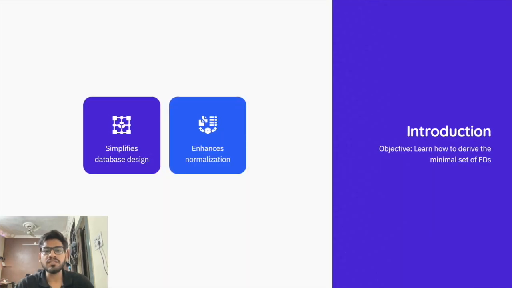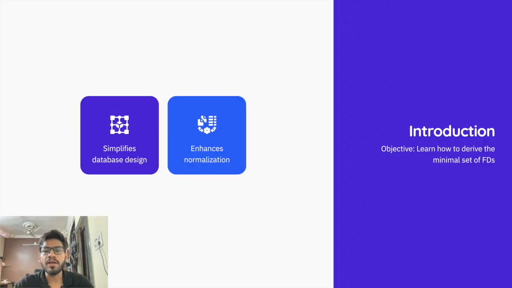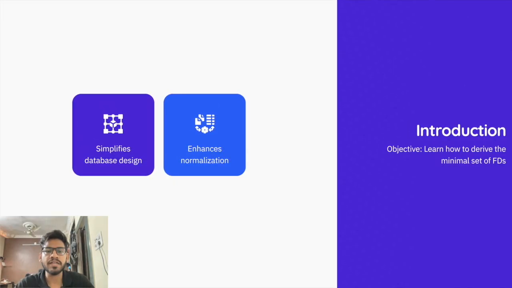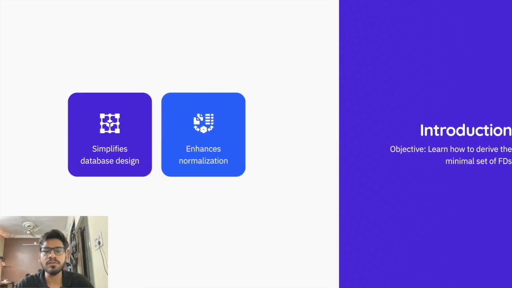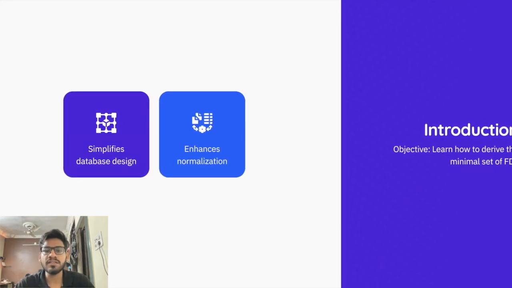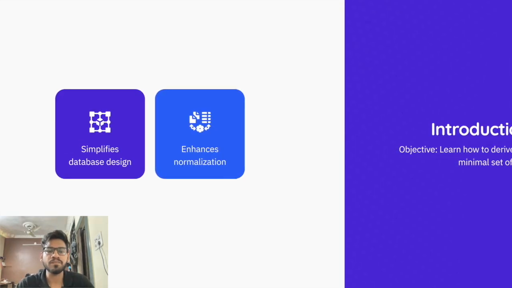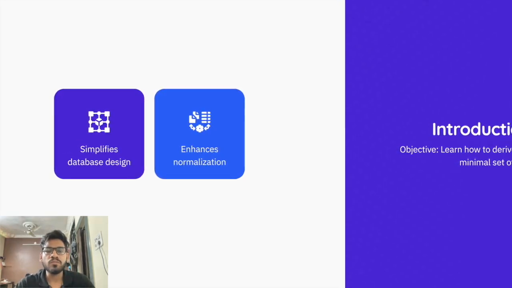To begin with, the functional dependencies play a big role in designing and normalizing databases. Understanding how to derive a minimal set helps simplify the schema, reduce redundancy and ensure better data integrity. Now let's move on to the next slide.